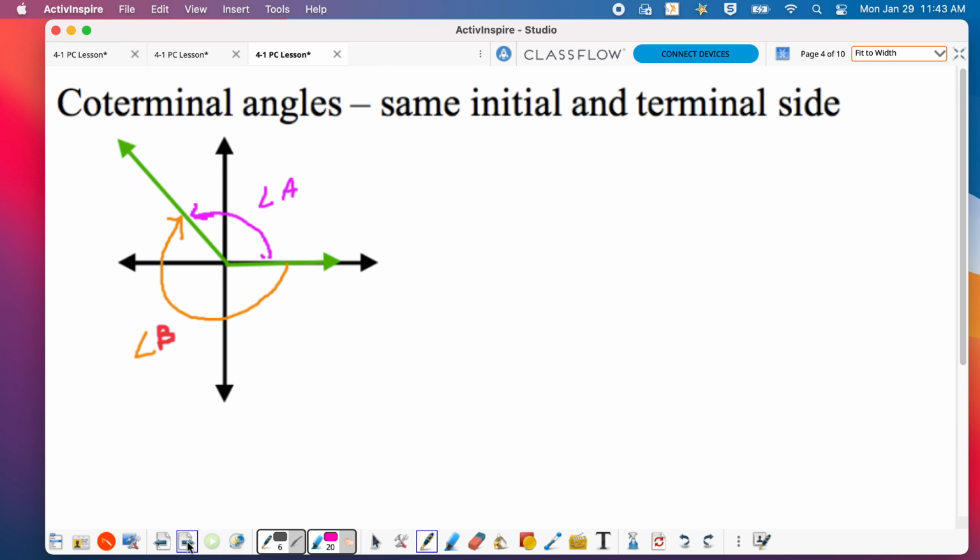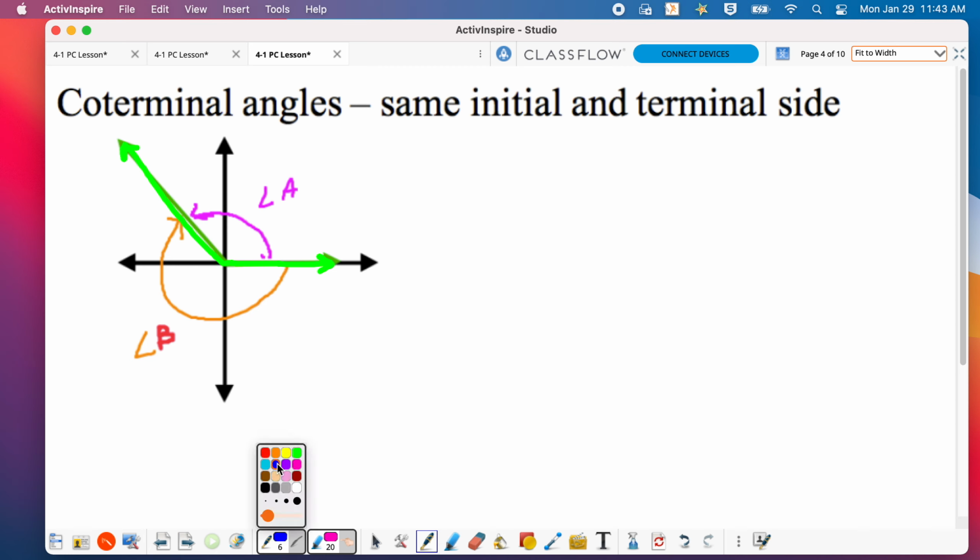All right, next part, coterminal angles. Coterminal angles are two angles that start at the same initial side and end at the same terminal side. So angle A that rotates up stops at that terminal side, and angle B that rotates down also does. So these are coterminal angles. They have the same initial and terminal side.